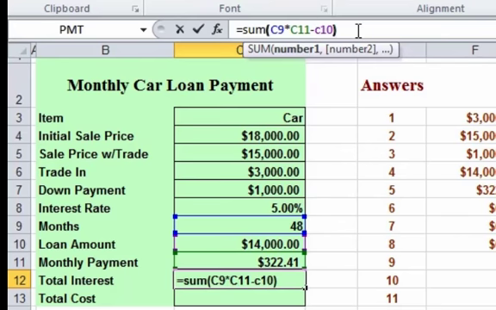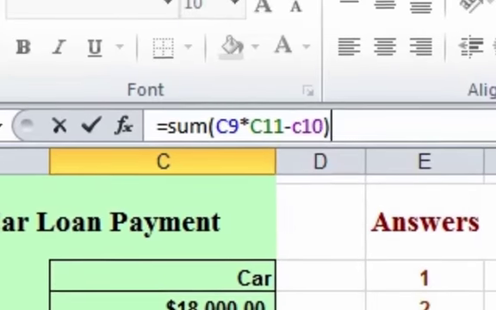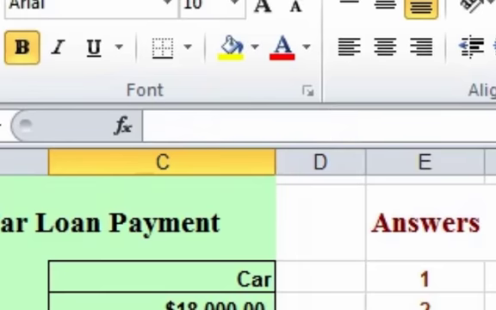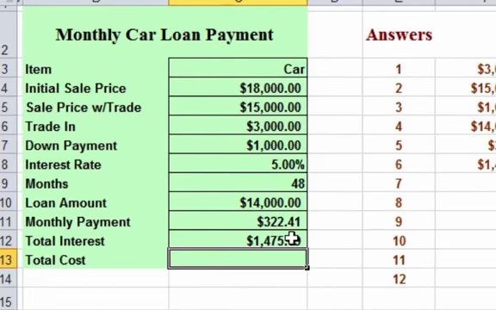So what I'm doing is, if you had a payment book where each one said $322.41 times 48, you would get an amount. And if you subtracted the $14,000, which is your loan amount, you'd see what your interest is, and that's what we're going to do. So our interest, after doing all that, is $1475.69.